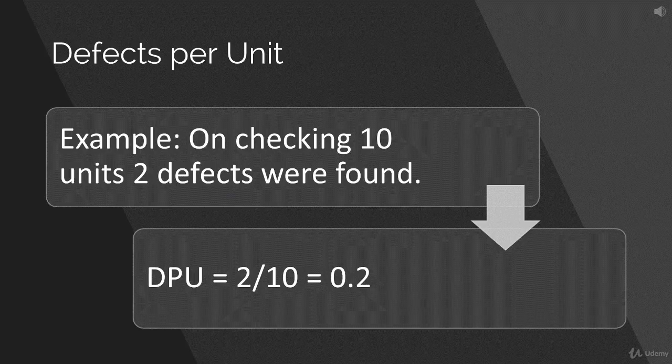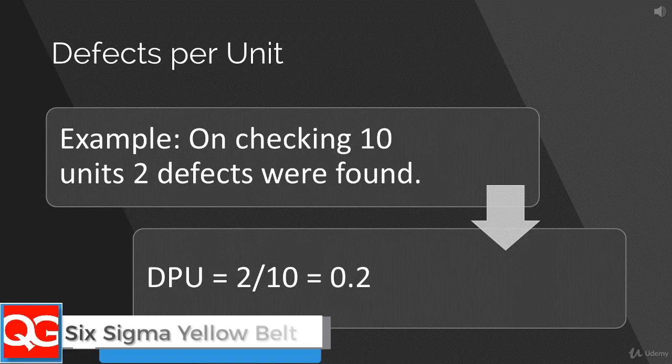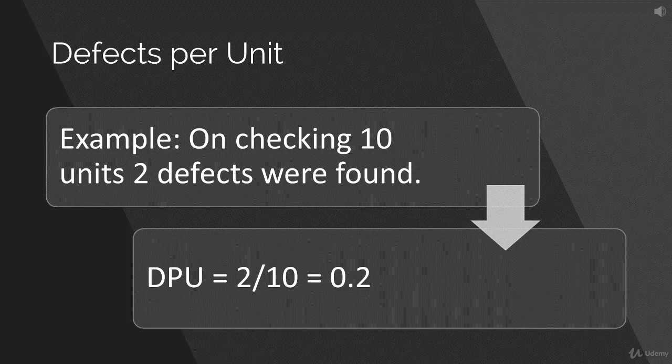So starting with DPU, defects per unit, let's take an example that when we check 10 units, those 10 units could be water bottles, computer mice, laptops, whatever. In those 10 units, when we check, we found 2 defects. And remember that these 2 defects could be on 2 different units, or they could be on a single unit, whatever it is. But we found 2 defects here.